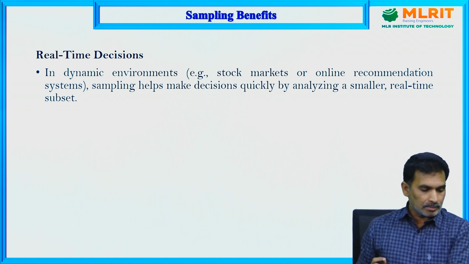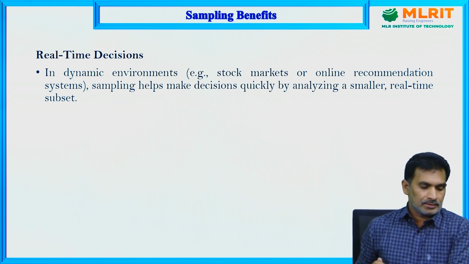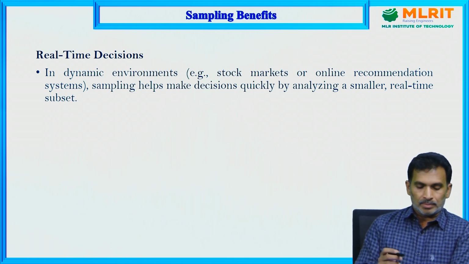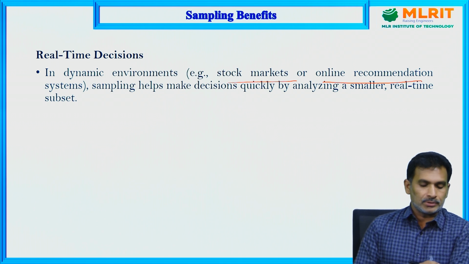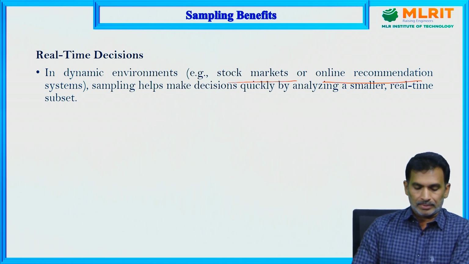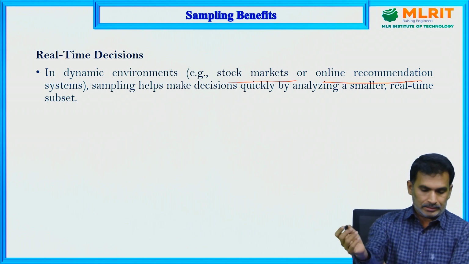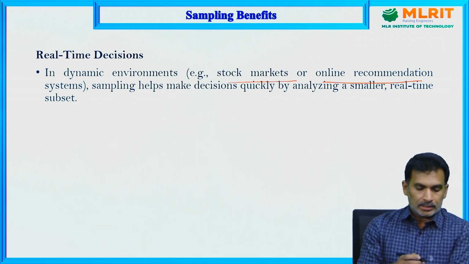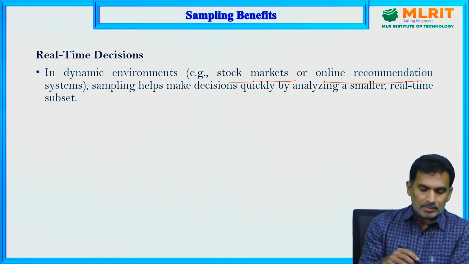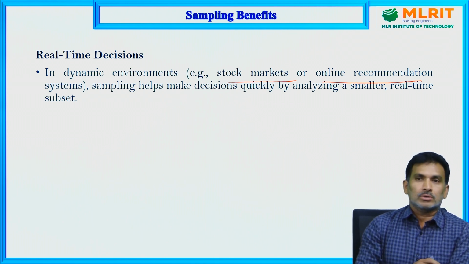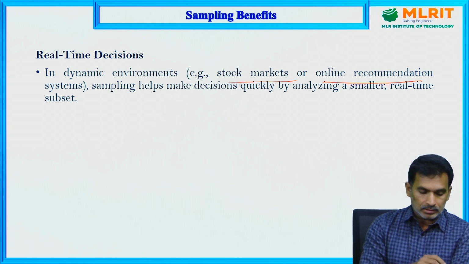Next, the last benefit of sampling is real-time decisions. In dynamic environments, like stock markets or online recommendation systems, sampling helps us make decisions quickly by analyzing smaller real-time data sets. For example, in stock market data, the stock price is continuously and dynamically changing, so it may not be possible to capture the entire data within the window.